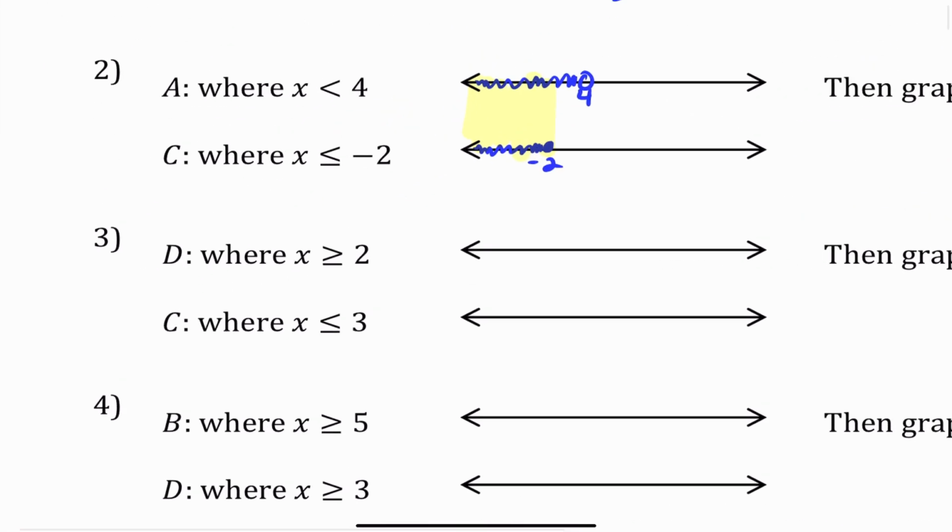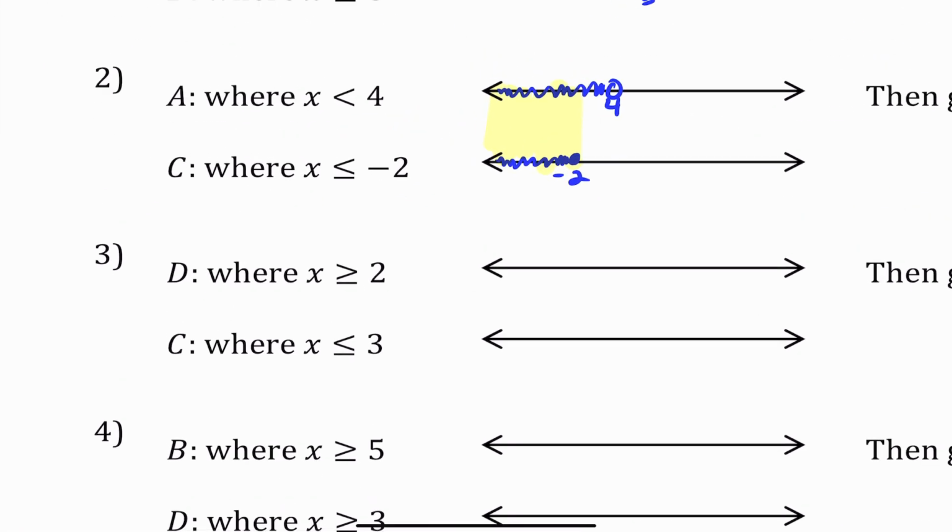All right, so let's take a look at number 3. So we have 2, and here's 3. At 2, I'm going to have a closed dot, and I'm going to be shading to the right. And then at 3, it's going to be a closed dot, and I'm going to be shading to the left.